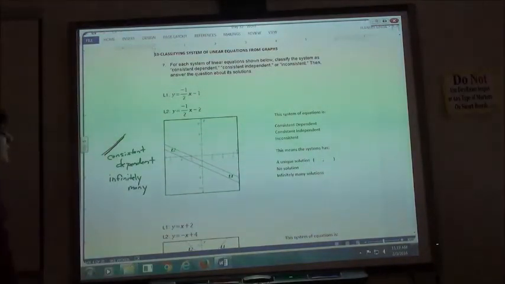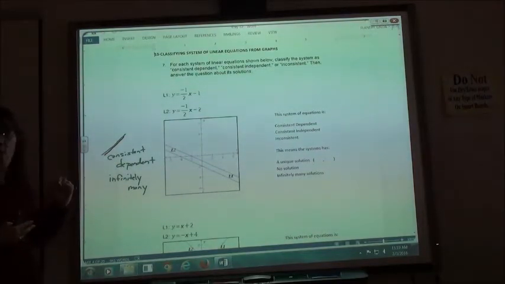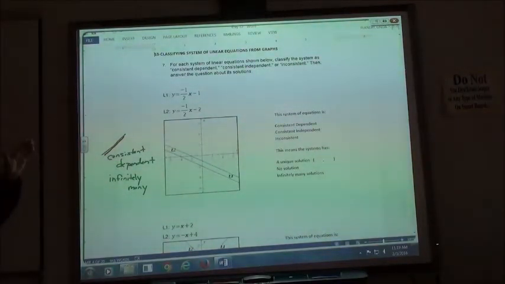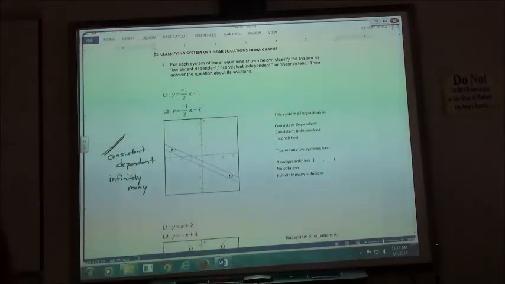So those were the three ways that you could have your lines. Either they intersect in a point, they're consistent, independent, they're parallel, they're inconsistent, or they're really the exact same line, one on top of the other, consistent, dependent. So on each of these, you're going to have one of each of those, and you're just going to pick them out.